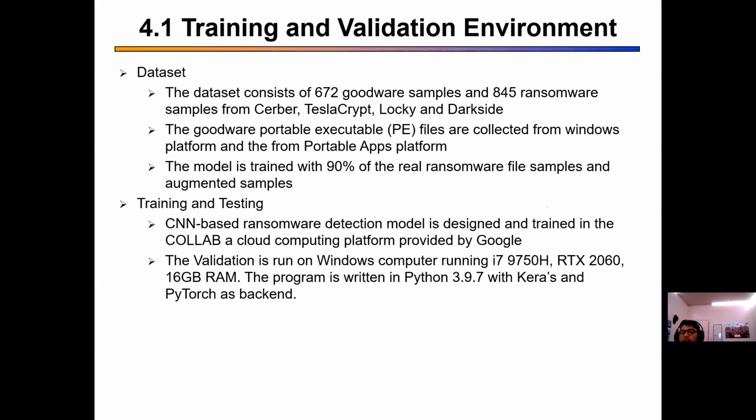The proposed CNN ransomware detection model is designed and trained in Colab, a cloud computing platform provided by Google. The experiment is run on a Windows computer running an i7 with an RTX 2060 and 16 gigs of RAM, and the program is written in Python 3.9.7 with Keras and PyTorch as the backend.